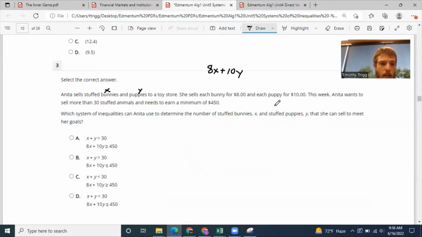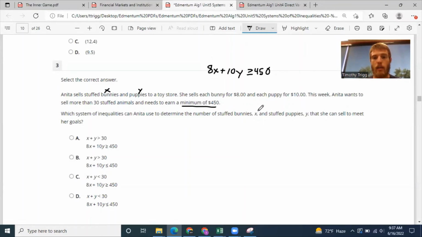This week, Anita wants to sell more than 30 stuffed animals and needs to earn a minimum of $450. So this first thing I've written here has to do with how much money she's bringing in, right? $8 times the number of bunnies plus $10 times the number of puppies. And she wants to earn, this is the amount of money she's going to earn, she wants that to be greater than or equal to $450, right? She wants to earn at least, or a minimum of, $450. So that's your first inequality.